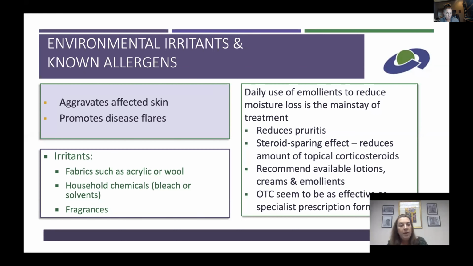And we always recommend the use of daily emollients to reduce moisture loss, and that is the mainstay of treatment. We know that it reduces the itching. It has a steroid-sparing effect, whether that be topical steroids or on occasion oral steroids. And OTC products can definitely be as effective as some of the specialist prescription forms. So it may be lotions, potions, and creams, we often say in managing AD, but finding the right combination of products that helps to reduce that inflammation and the ongoing itch.